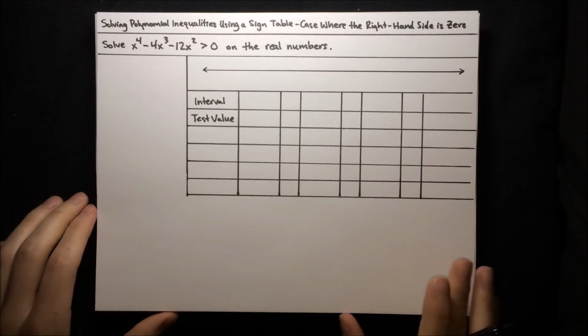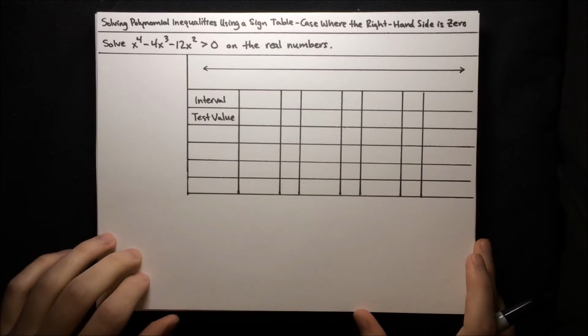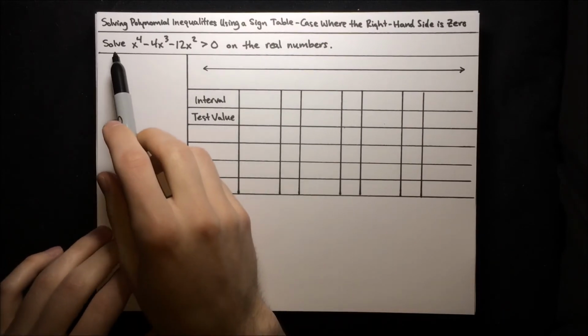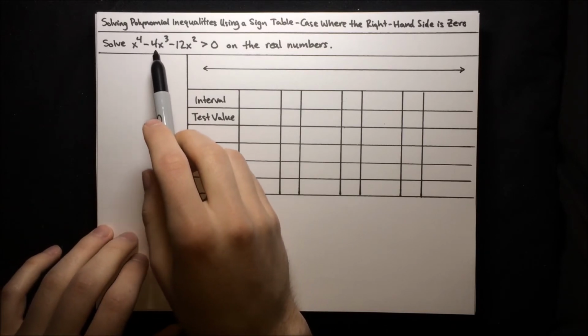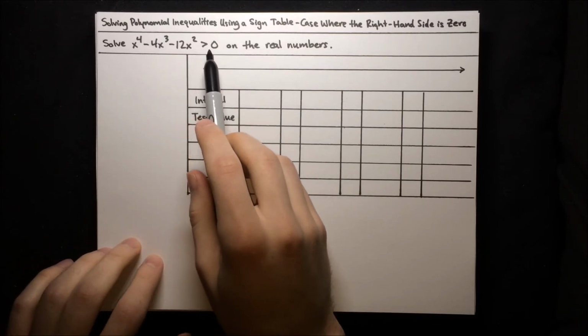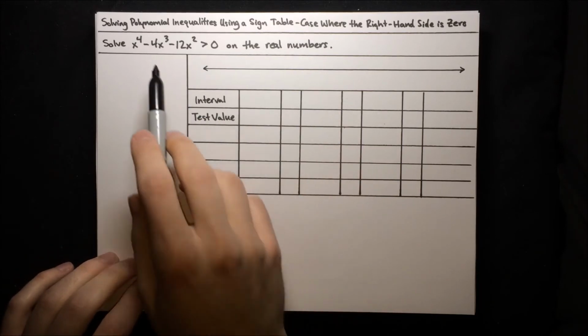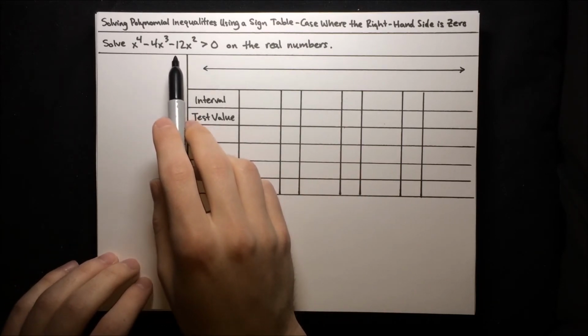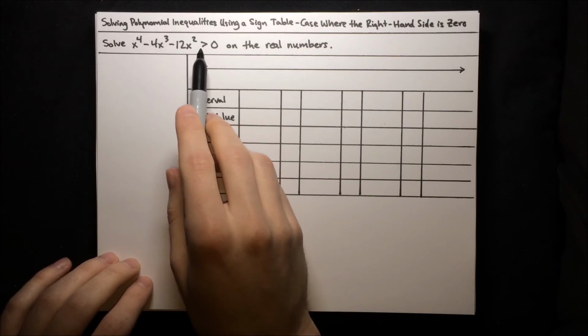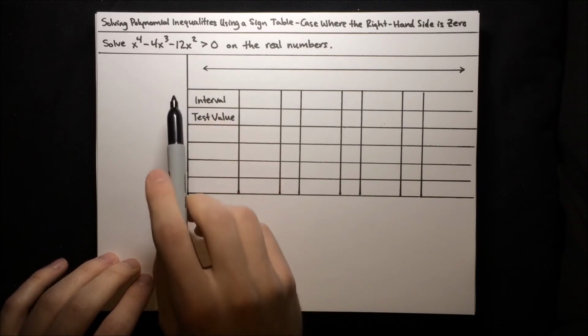Alright, here's another problem which is pretty similar to the previous one. We're solving a polynomial x to the 4th minus 4x to the 3rd minus 12x squared is greater than 0 on the real numbers. The only difference here is that our polynomial is not factored yet, and also this is a strict inequality. It's greater than, not equal to.